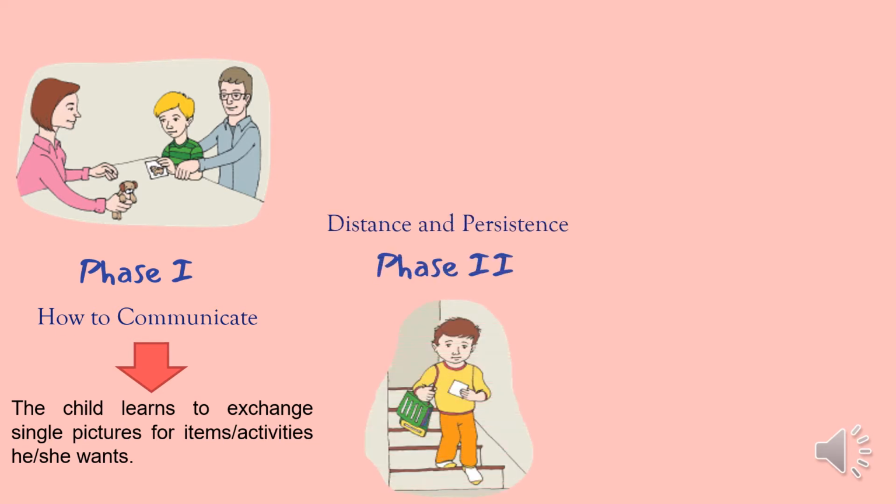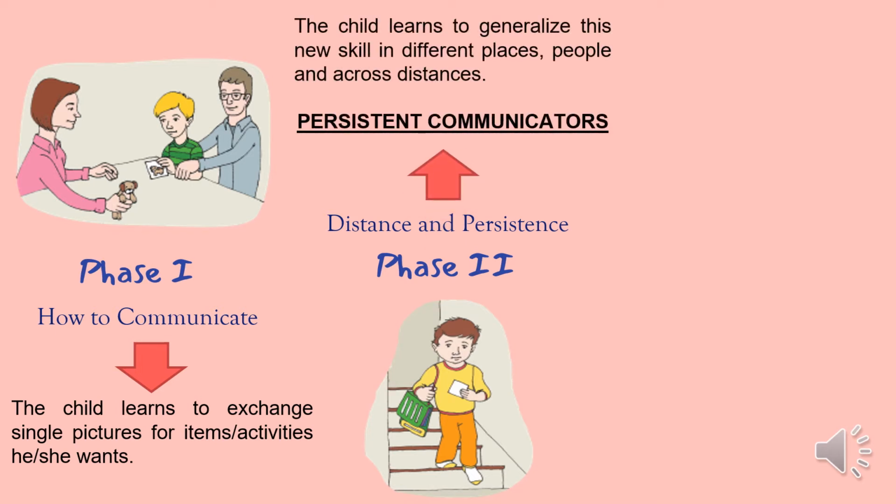Phase 2, distance and persistence. Here, the child is still using single pictures. Also, the child learns to generalize this new skill in different places, with different people, and across distances. The child is also taught to be a more persistent communicator.